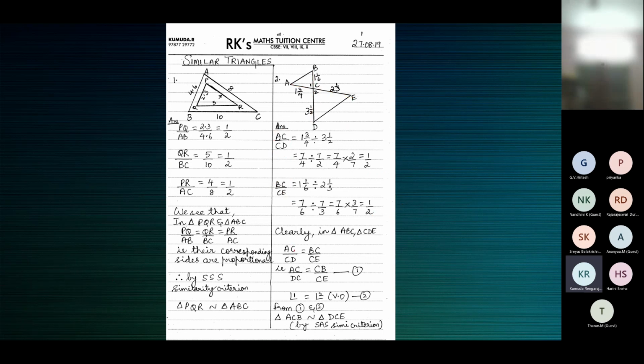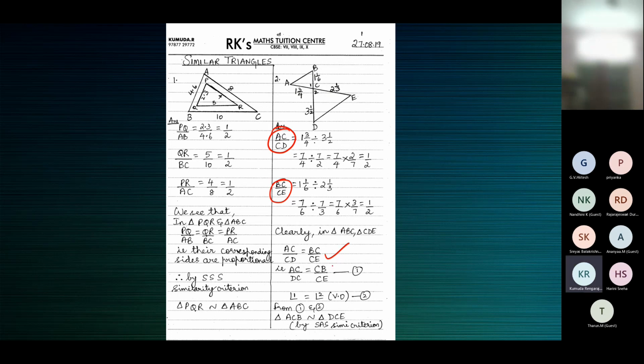In the numerator, we have the sides of the small triangle here. AC and BC we have in the numerator. AC and BC, the sides of the small triangle. And in the denominator, we have the corresponding sides of the larger triangle. So we have CD and CE of the other triangle. Okay, so the ratios are the same in the two triangles. Which are the ratios? These two ratios. This one is 1 by 2. This one is also 1 by 2. So AC by CD is equal to BC by CE.